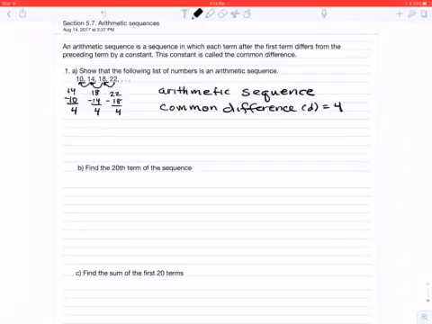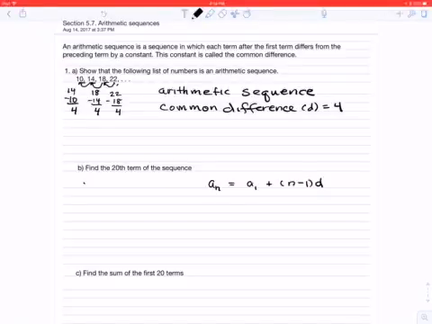Now to find the 20th term of this sequence, I could take, from where we left off, and just add that common difference to each. I could add 22 plus 4 to get 26, 26 plus 4 to get 30, or I could use a formula to find the nth term of an arithmetic sequence. It's equal to the first term plus (n minus 1) times d.